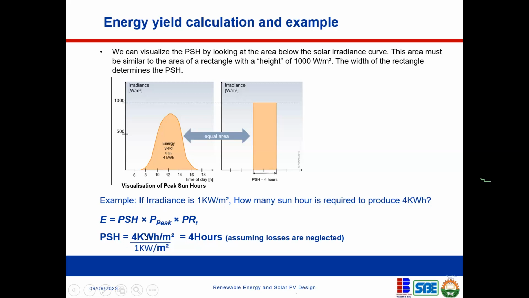So the energy yield is 4 kilowatt hours per meter square. We are also given the irradiance of the sun, which is 1 kilowatt per meter square. So by our calculation, we can now say that it is 4 hours. Now we assume that the performance ratio is 1. That is why I made this statement that, assuming losses are neglected, we assume that the performance ratio is 100 percent, or 1 rather. Now, this is not a reality. This is just for explanatory purposes, please.